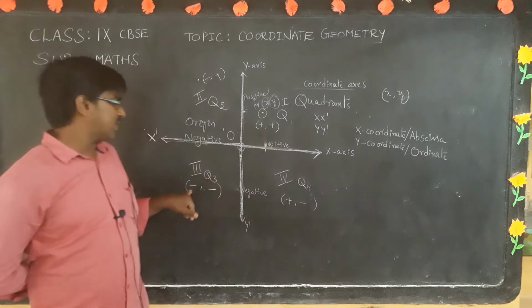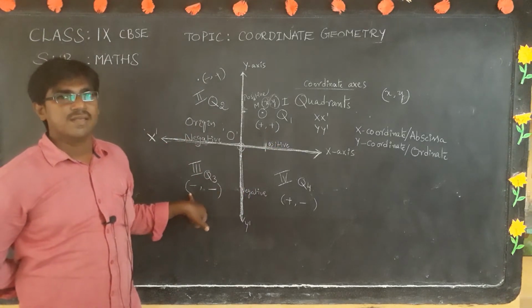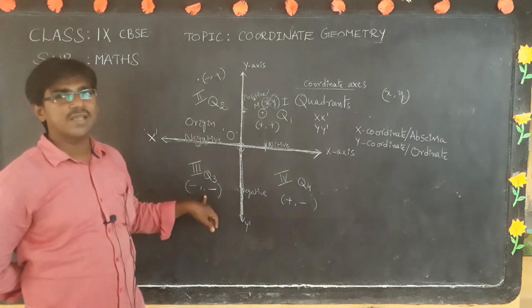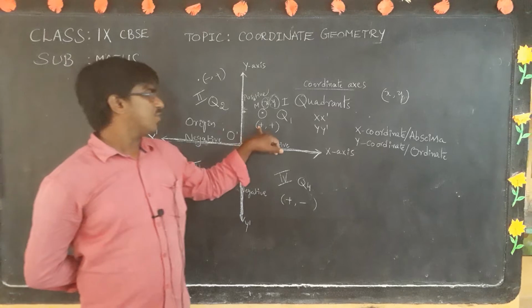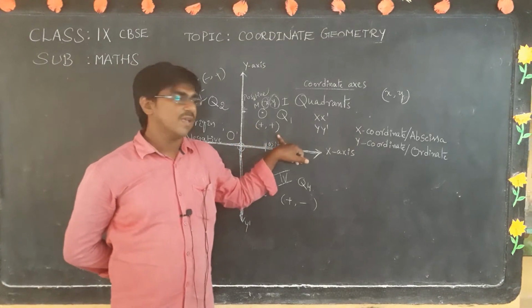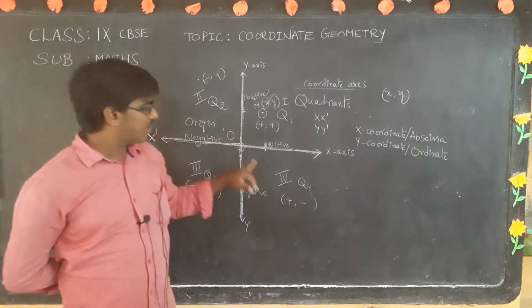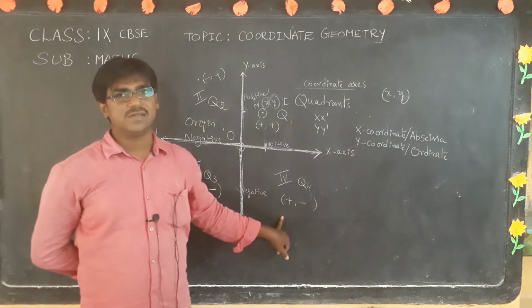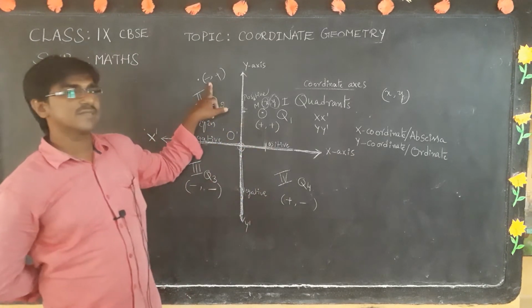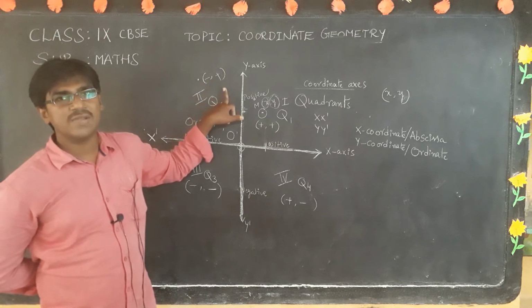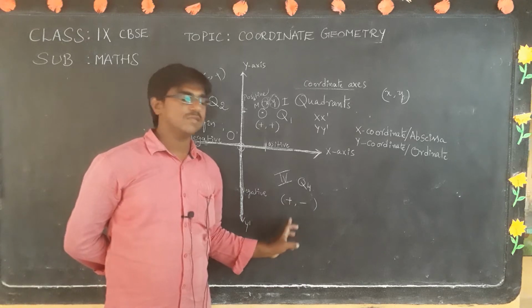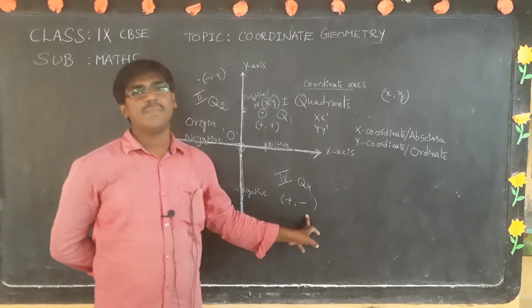In the second quadrant both will be minus, the same sign, this also. But here both are having negative sign, here both are having positive sign. If we come to the second and fourth quadrant, both are opposite to each other. If x is minus, then y coordinate sign will be plus. If here x coordinate is plus, then y coordinate sign is minus.